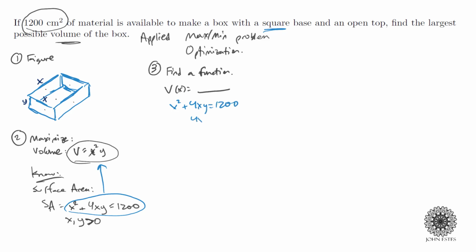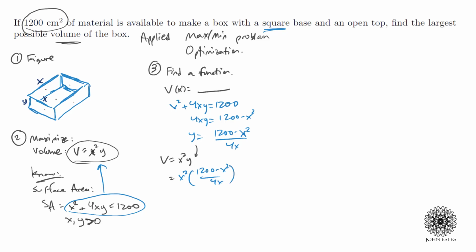And I can solve this algebraically for y. So I have 1200 minus x squared, and so y equals 1200 minus x squared over 4x. There's my y. So now I take my volume, which was x squared y, and I replace y with this expression. So that becomes x squared times 1200 minus x squared over 4x.